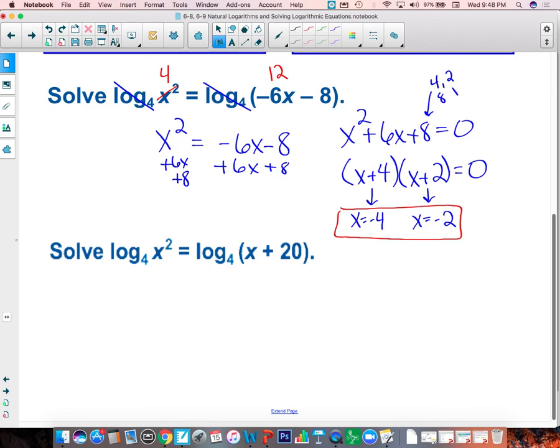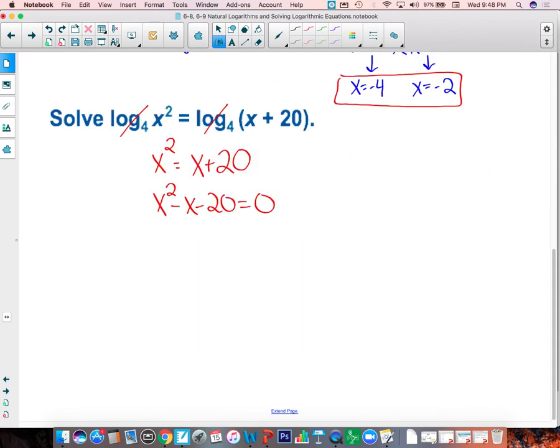All right, so looking at that one again, you have the same log on both sides, log base 4. Cancel it out. Then we're left with x squared equals x plus 20. So we have an x squared, an x, and a number. Put everything on one side and factor.